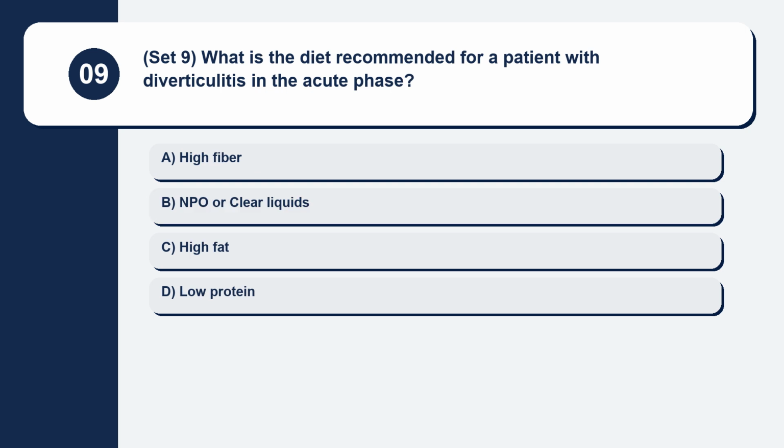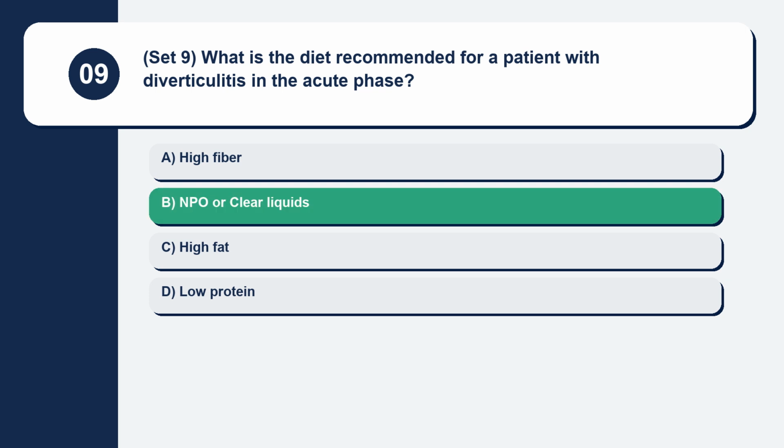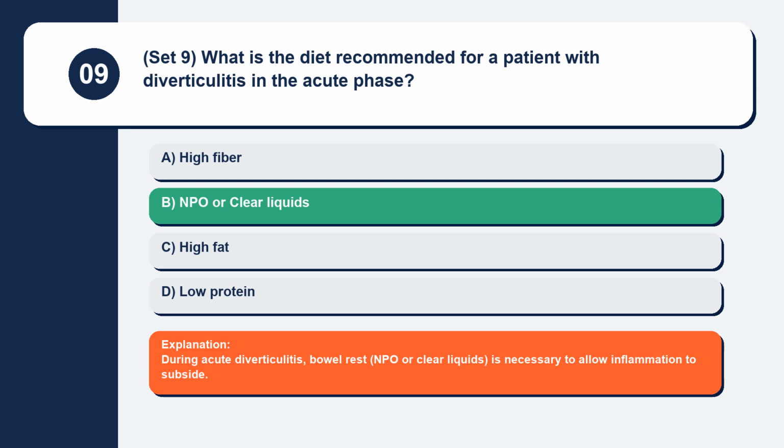Question 9. Set 9. What is the diet recommended for a patient with diverticulitis in the acute phase? High fiber, NPO or clear liquids, high fat, low protein. During acute diverticulitis, bowel rest, NPO or clear liquids, is necessary to allow inflammation to subside.